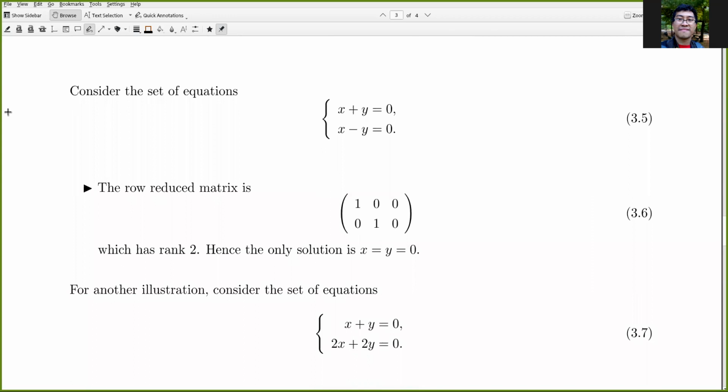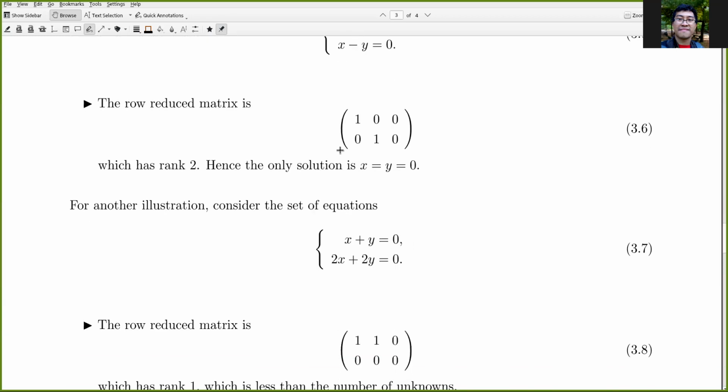So for example, let's consider a set of equations here. This is the coefficients of the constant term on the right hand side. The left hand side would show us the form of the equations. So you have x plus y, x minus y. You row reduce this one, it would give you 1 0 0, 0 1 0, which has a rank of 2. So this is rank 2. The only solution is x equals y equals 0. So you can never have any other solution.